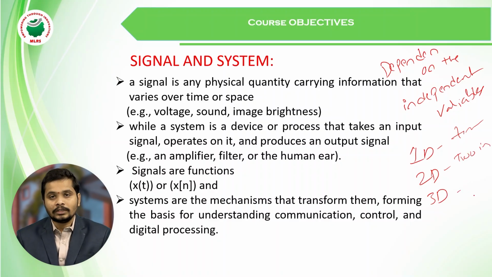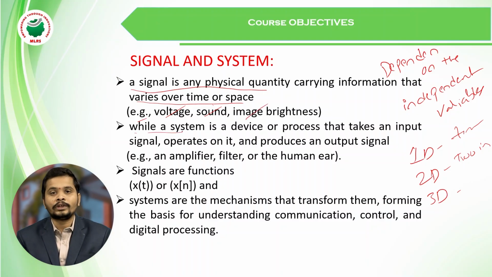on three independent variables. The basic definition is: a signal is any physical quantity carrying information that varies over time or space, meaning it depends upon the independent variables. Examples are electric voltage, sound, and whatever sound I am producing, which is also a type of signal, and image brightness.